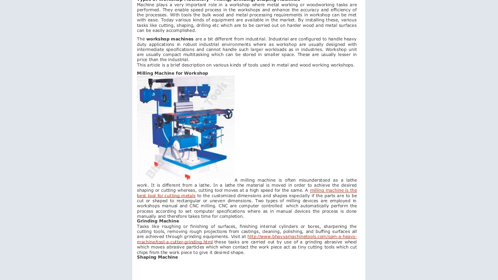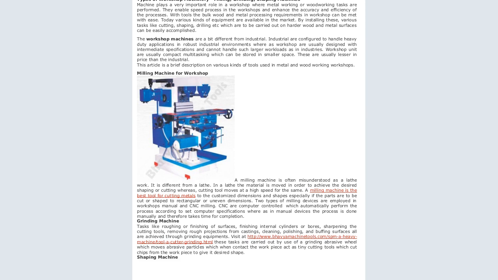So what are these workshop machines that we are going to discuss? Now the workshop machines are a bit different from industrial ones. Industrial machines are configured to handle heavy duty applications in robust industrial environments, whereas workshop machines are usually designed with intermediate specifications and cannot handle such large workloads. Workshop units are usually compact and multitasking, and can be stored in smaller space. These are lesser in price than the industrial ones. So this article is a brief description of various kinds of tools used for metal and woodworking workshops. We are going to talk about the kinds of machines that we can find in the workshop.